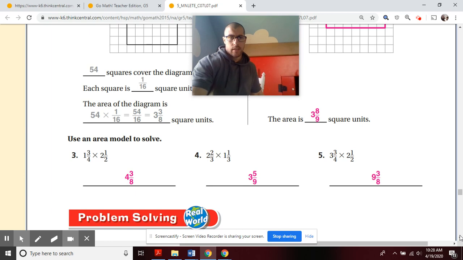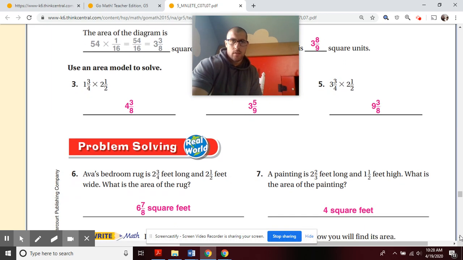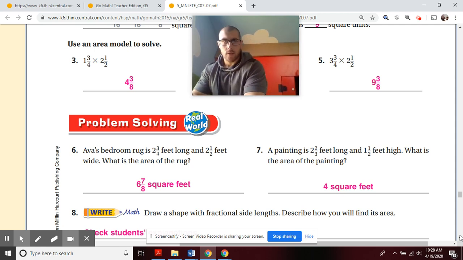And now finally, the last two, problem solving. Don't worry. It's a word problem, but you're still doing the same math. Ava's bedroom rug is 2 3/4 feet long. This rug may be Harry Potter, as some of you may know, and 2 1/2 feet wide. What's the area of the rug?